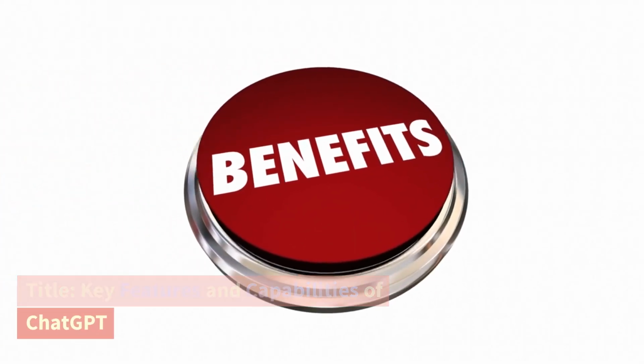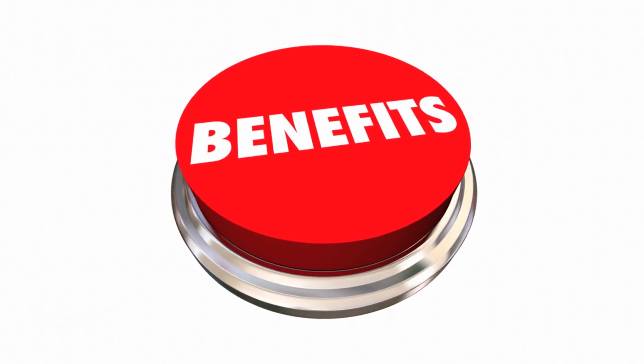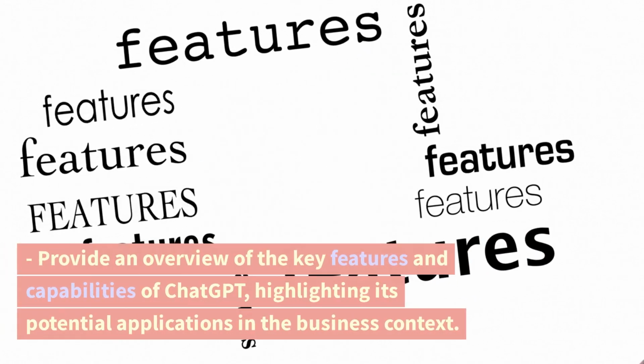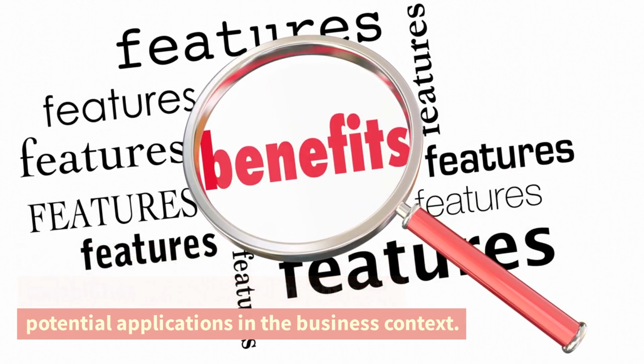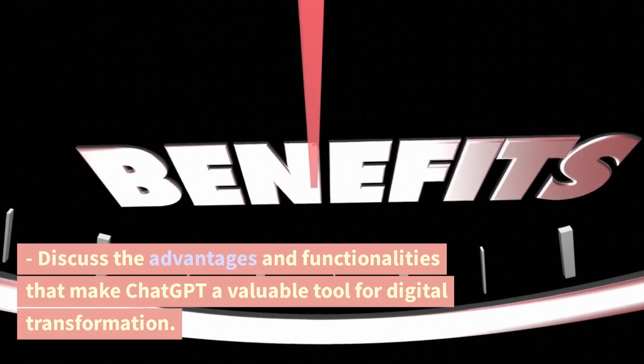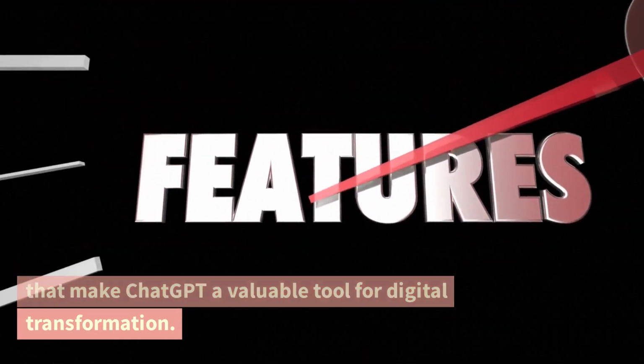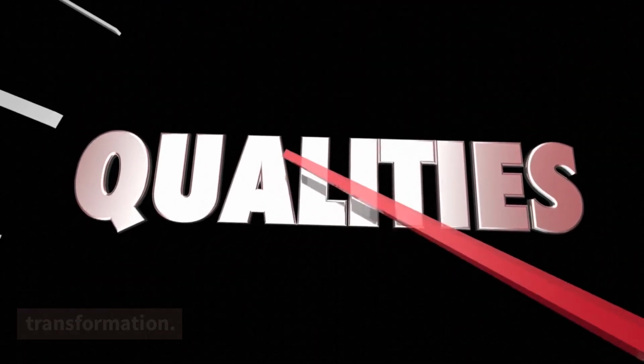Slide 2. Title: Key features and capabilities of ChatGPT. Provide an overview of the key features and capabilities of ChatGPT, highlighting its potential applications in the business context. Discuss the advantages and functionalities that make ChatGPT a valuable tool for digital transformation.